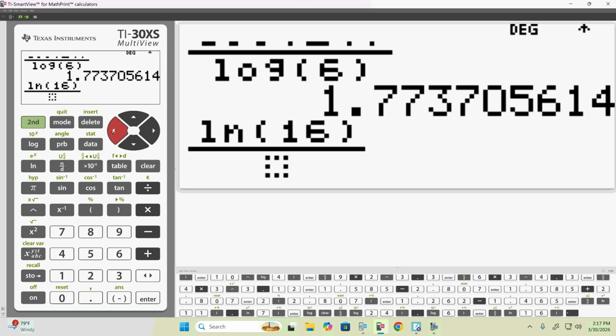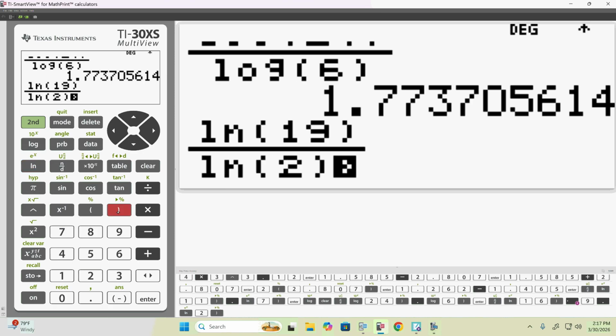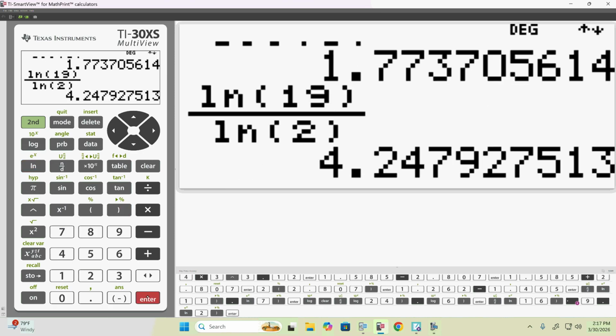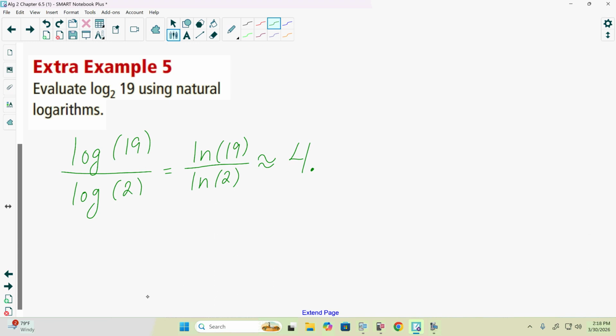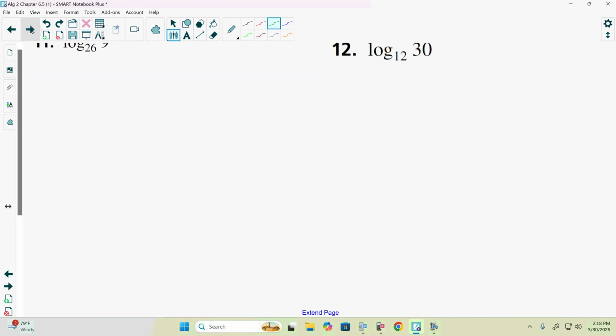It's not 16. 19. I was about to say if it's 16, that would work out very nicely. It'd just be 4. 4.248. And that's it. Questions on this here? We ready for the next thing?